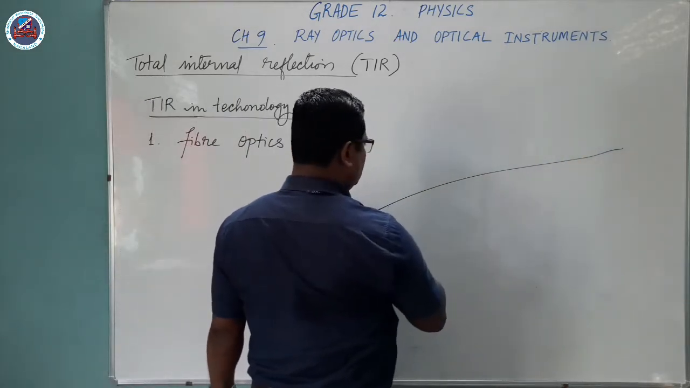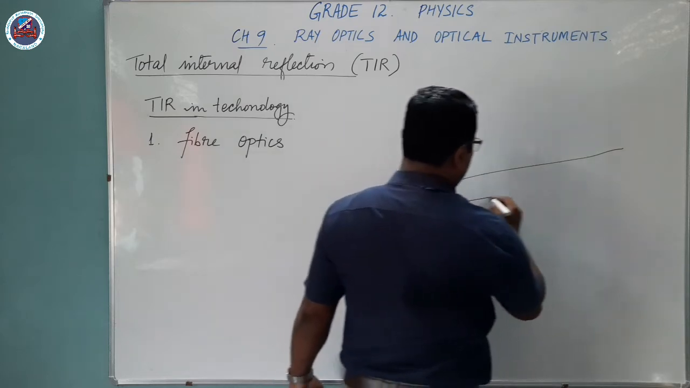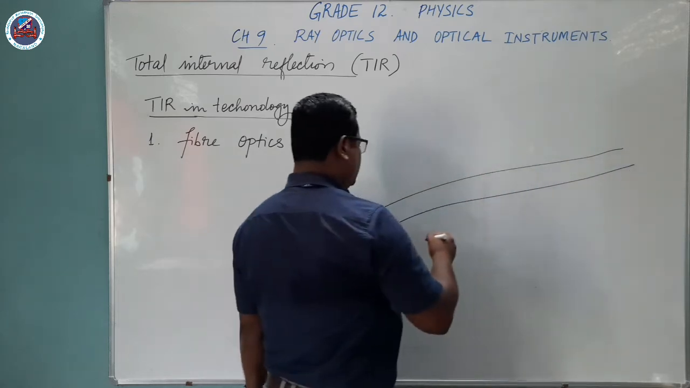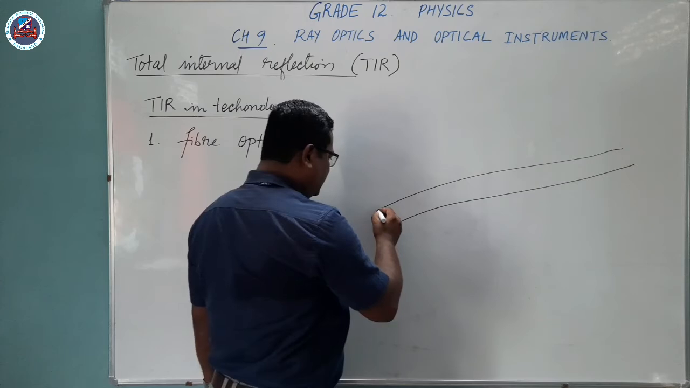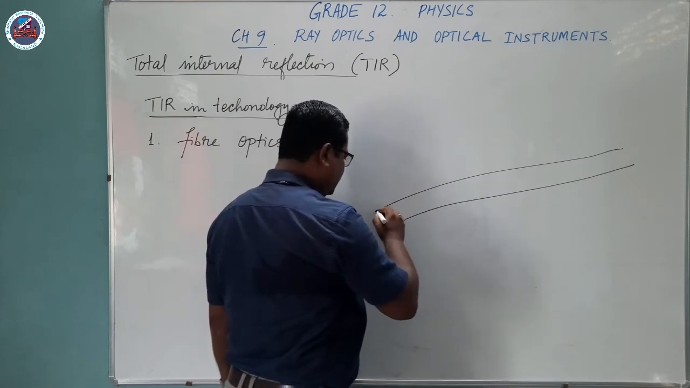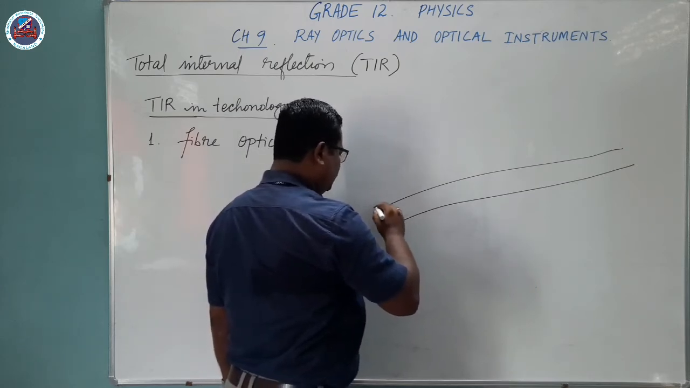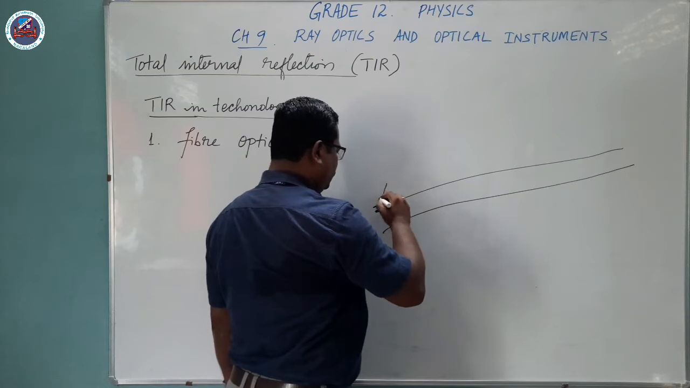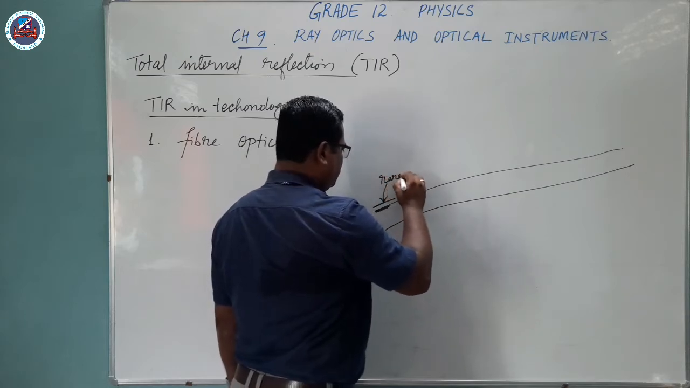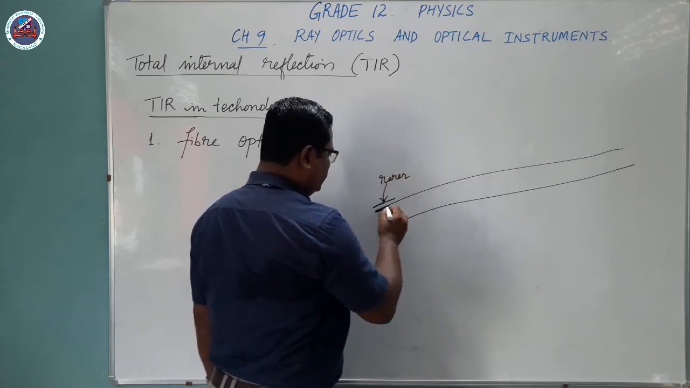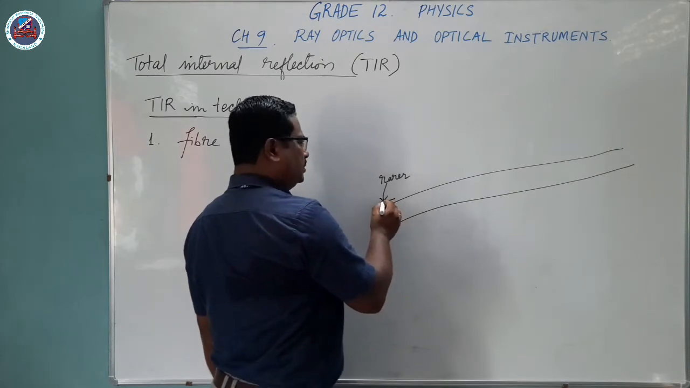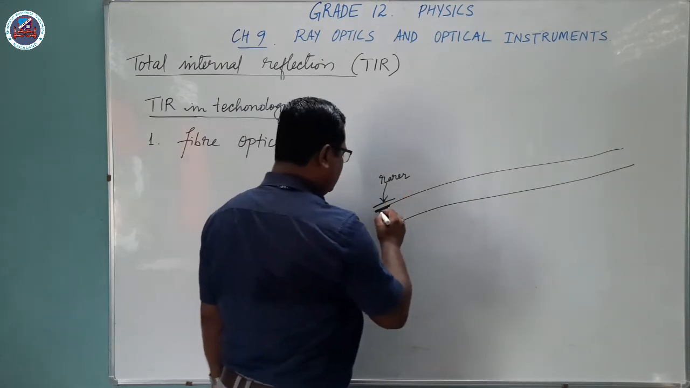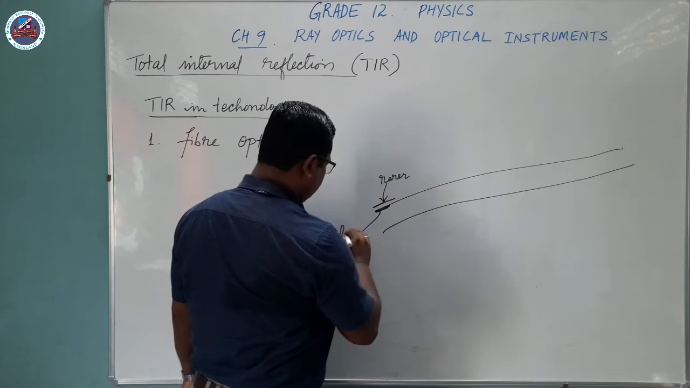Optical fibers are transparent pieces of glass pipe, in which the inner glass is denser and the outer surface you have to make rarer. The refractive index inside will be higher and the refractive index outside will be lower. This is denser.